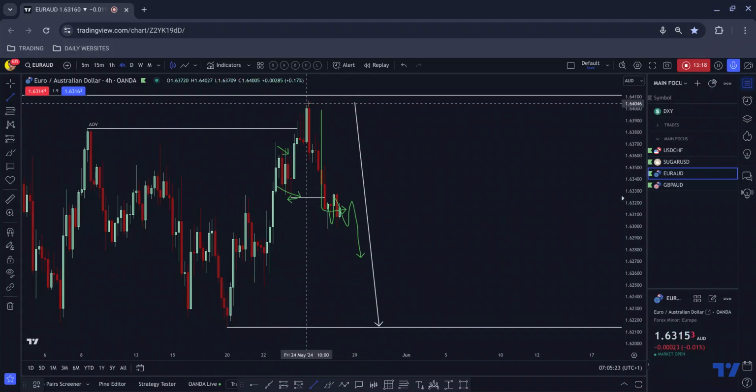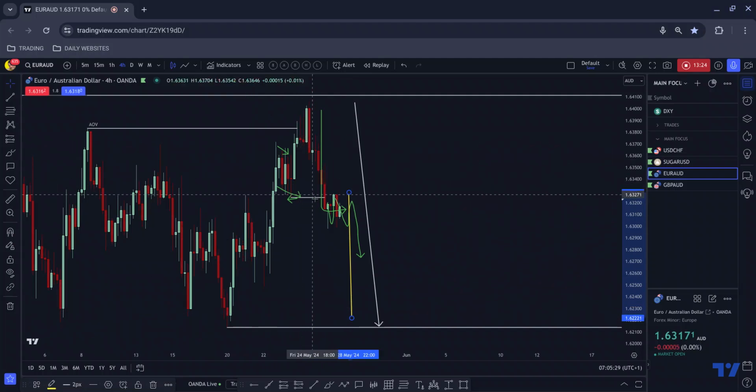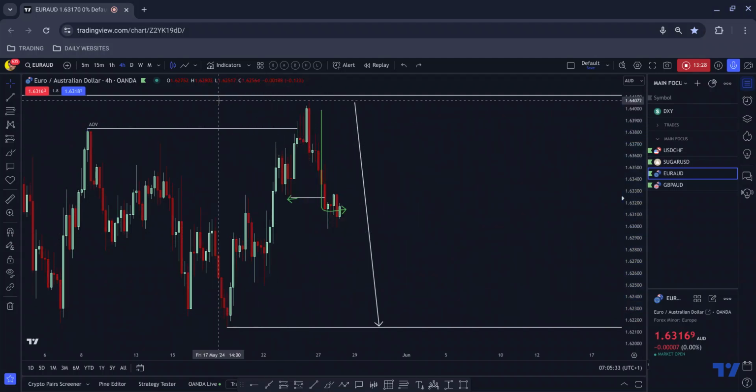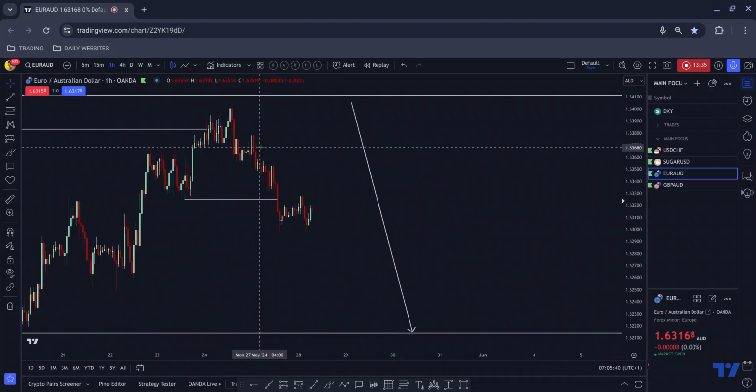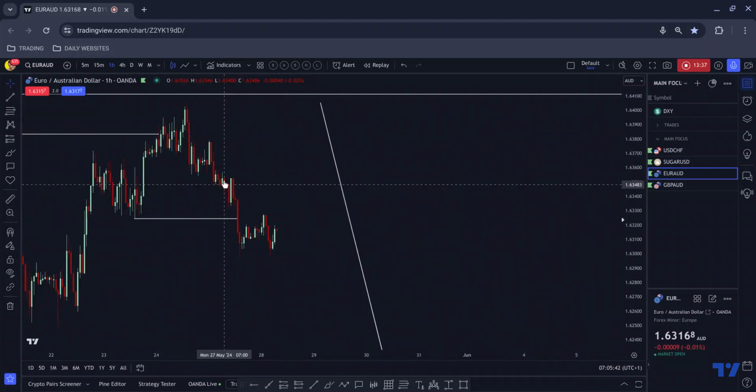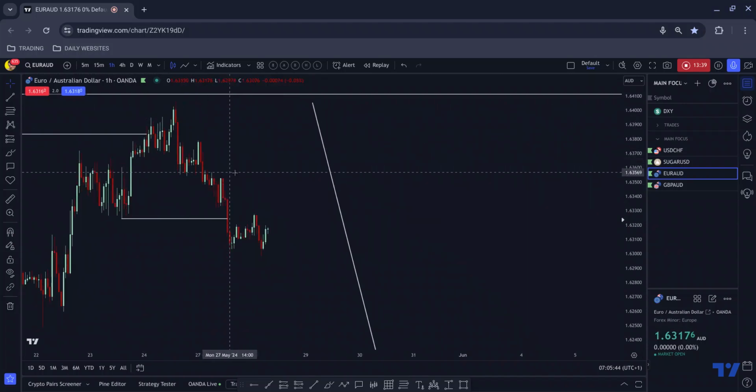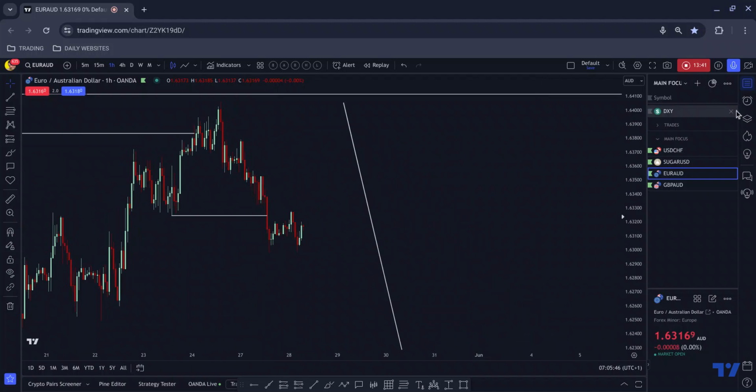And if we were to measure that, impulse correction continuation, that would take us down to there. So that makes contextual sense as well. What I'm looking for, when we've had a series of corrections like this, is that I haven't managed to get any entries in here. There were no entries that I was in a position to take.